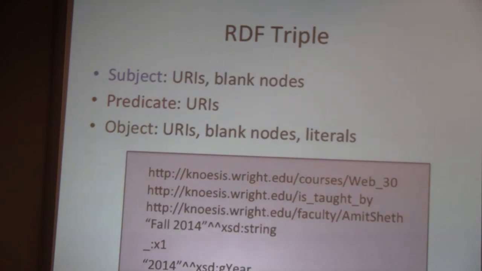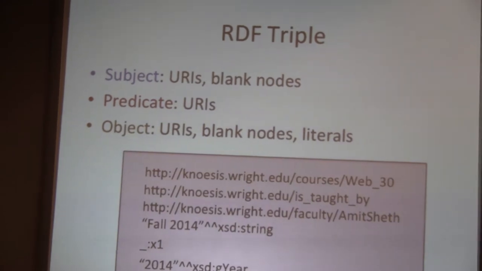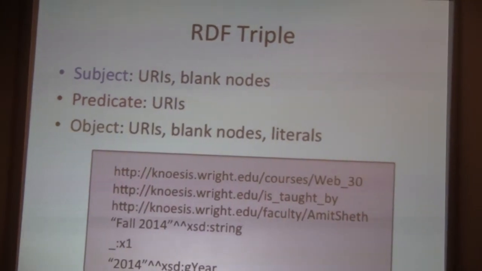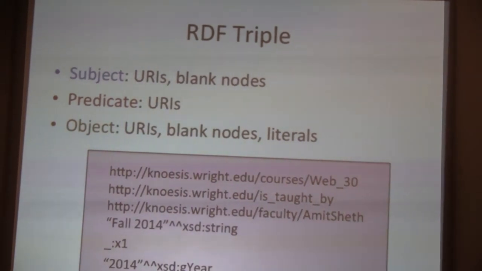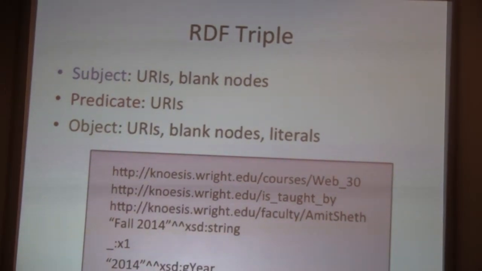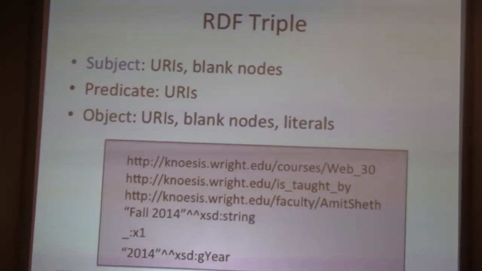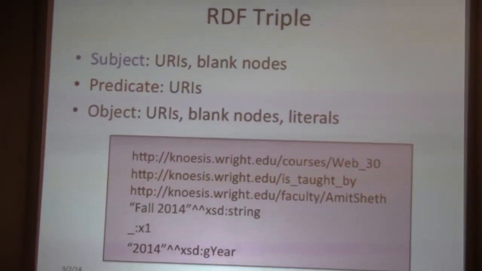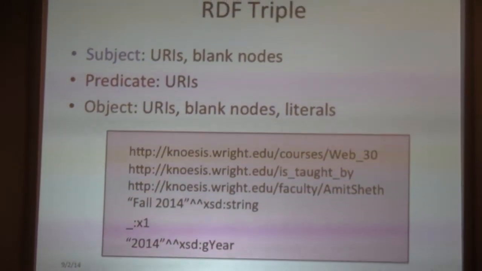So the rules are like this: for the subject, it can be a URI or a blank node. The subject cannot be a literal. So remember that. The second rule is the predicate is always a URI. And the third one is the object, it can be anything.